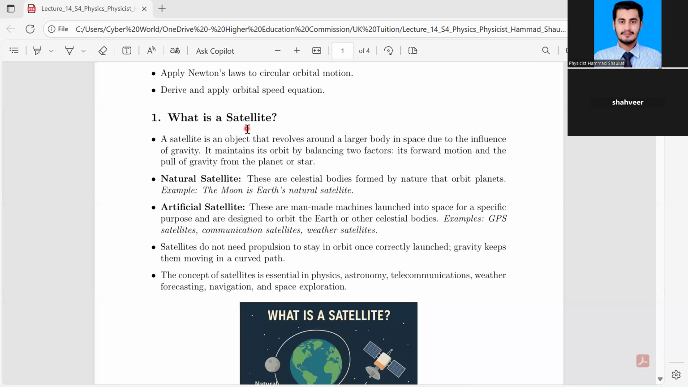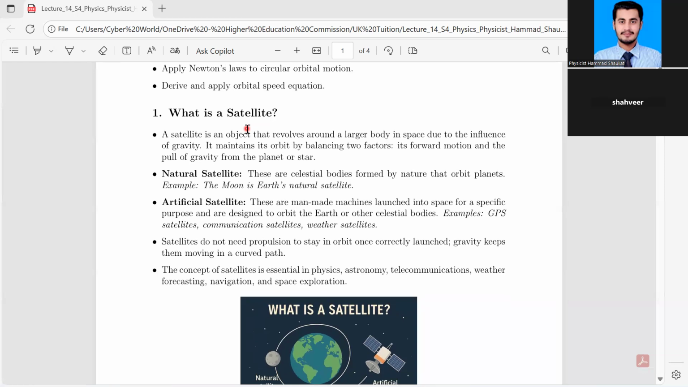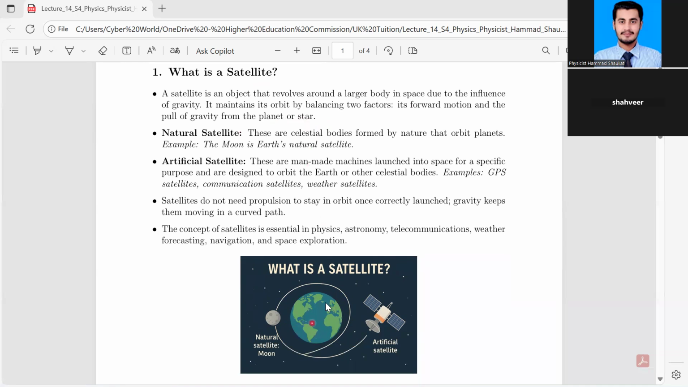Basically, it maintains its orbit by balancing two factors. What those two factors are? Its forward motion as well as the pull of gravity from the planet or star. You can see here, this is our larger planet. You can say this is our planet Earth, which is a massive body, and there are two different satellites revolving around it. One is the Moon, and the other is some satellite.